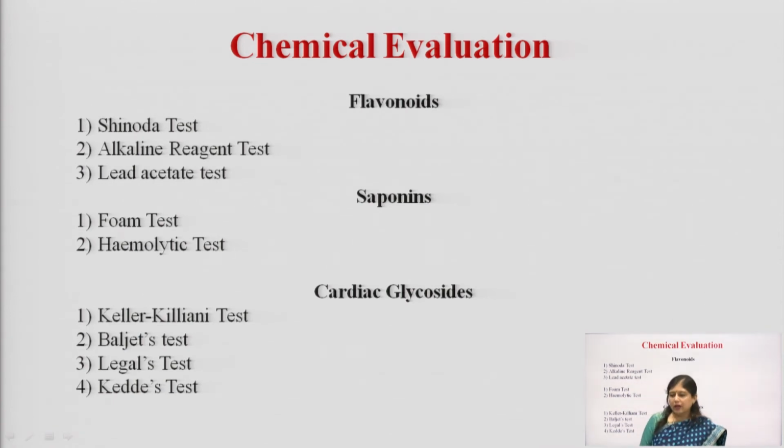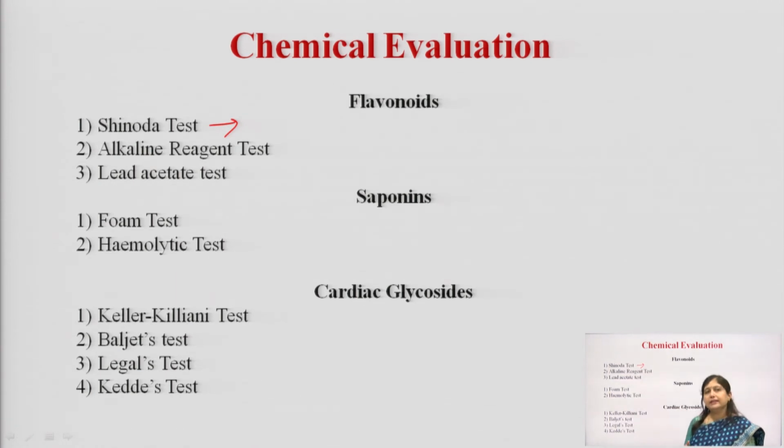Now, we will look at the other tests. One is the Shinoda test. The Shinoda test is generally done for the flavonoids. Flavonoids are present in almost all natural drugs to some extent, but specifically quercetin, which is present in many drugs like tulsi and ashwagandha, gives an effective nature to our particular drugs, and they are more like antioxidants.